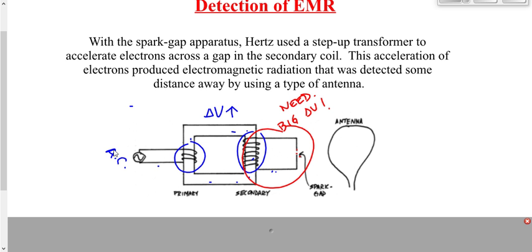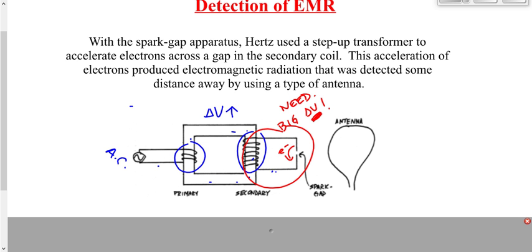So we use this step-up transformer, the details of which you don't really need to be that familiar with. We use this step-up transformer to get a big potential difference. That's important because that big potential difference causes the electrons to jump across this gap. Now, as the electrons were not moving on one side and then they jumped across, they accelerated. Hertz reasoned that if Maxwell's theory was correct, then these accelerating electrons would generate EMR. And then that EMR would be detected by the antenna, hence verifying Maxwell's theory.